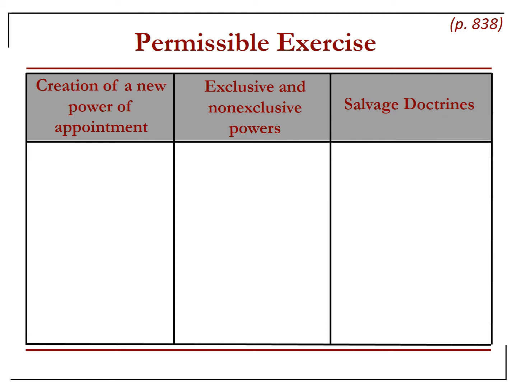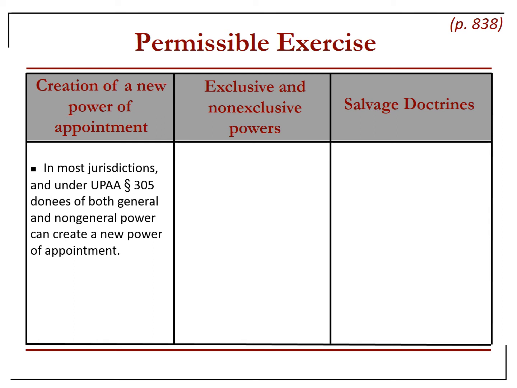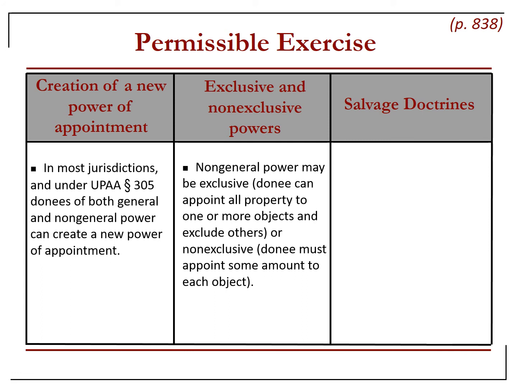What are some permissible exercises of power? Well, a donee can appoint an object. So the donee can only appoint the property to someone who is the object of the power. In most jurisdictions, the donee of both general and non-general powers can create a new power of appointment. The jurisdictions are going to look at whether it is an exclusive or a non-exclusive power.